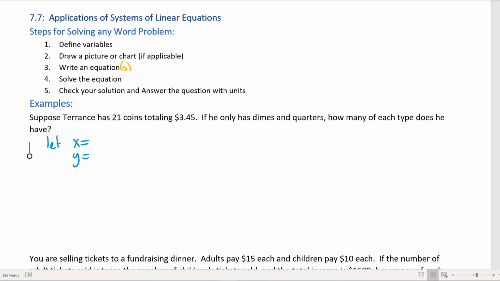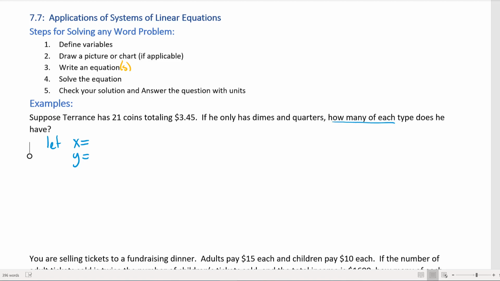I could use D and Q instead of x and y, but a lot of students just kind of prefer having the same letters over and over again, which is fine. But if you don't like those letters, you can always pick any other letters you want. I'm going to stick with x and y today.